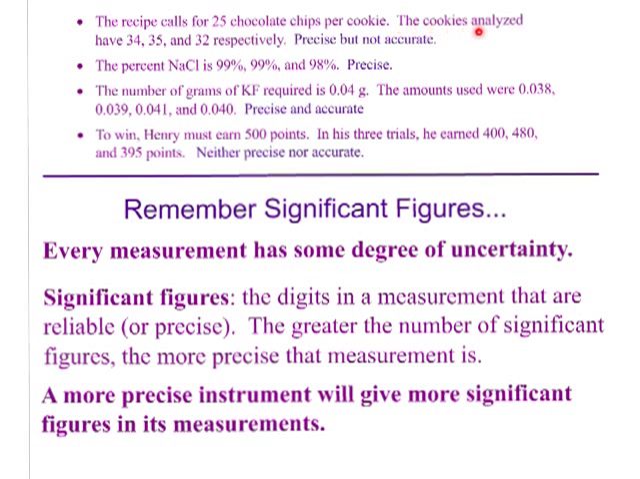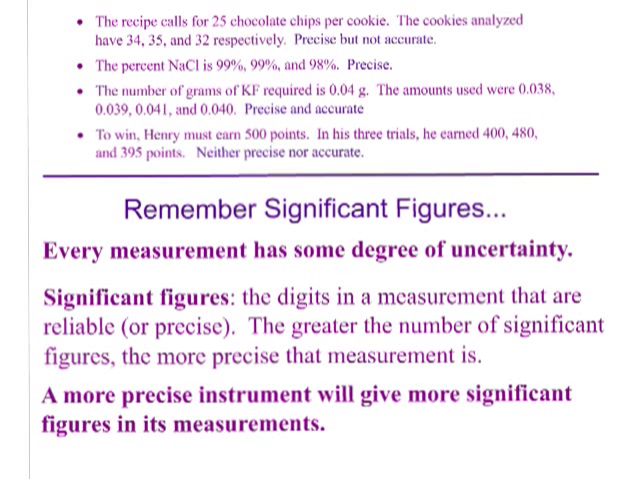So here, if the recipe calls for 25 chocolate chips per cookie, and you analyze some cookies and find these numbers of chocolate chips, well, this is precise, but not accurate. Here, if we're looking at the percent sodium chloride, and we come up with these 3 numbers, that's very precise.